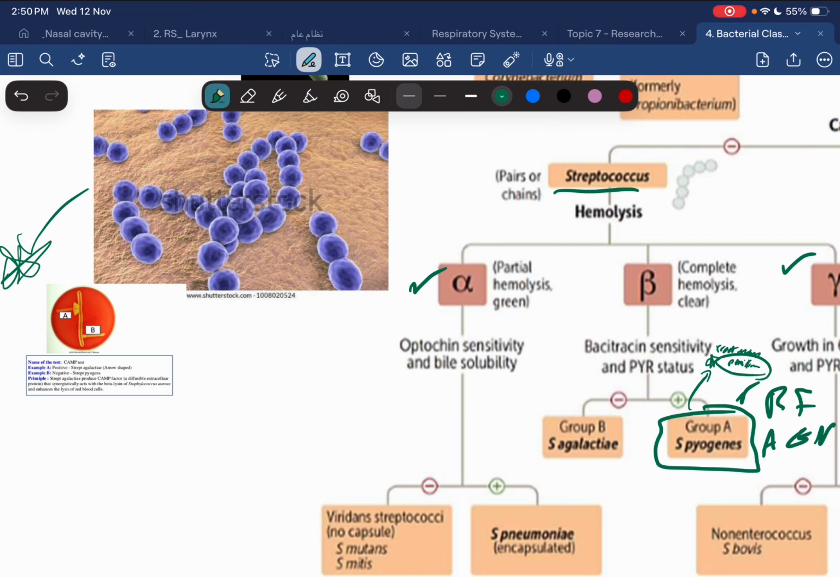Agalactiae has been seen time and time again on the board exams in connection with pregnancy, neonatal health, and perinatal screening and treating women at risk, to prevent that unnecessary bacteremia and meningitis and so on that might affect the fetus's health, even all the way to pneumonia. Okay, so this is the prevention.